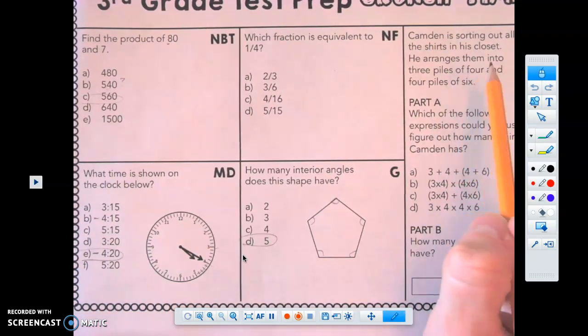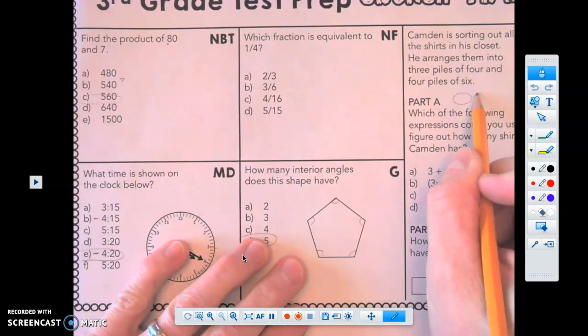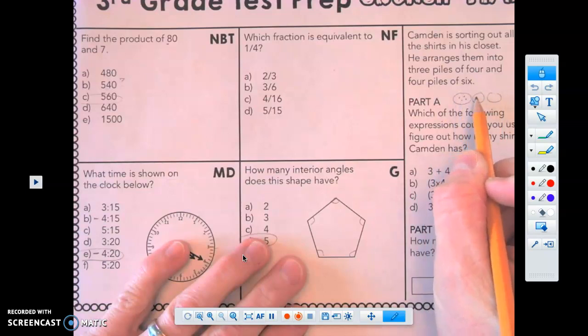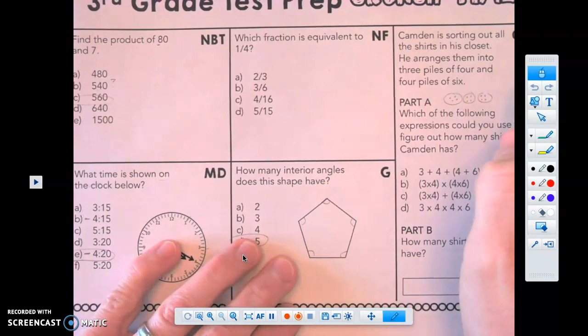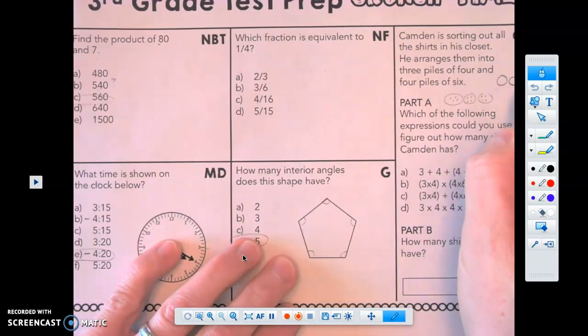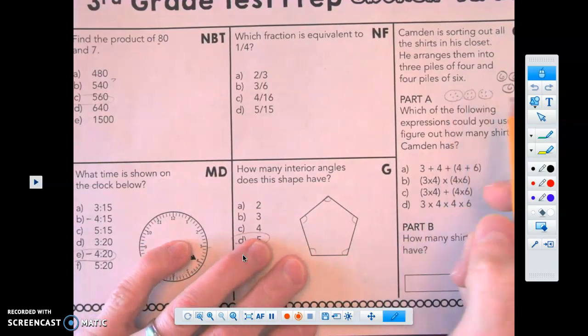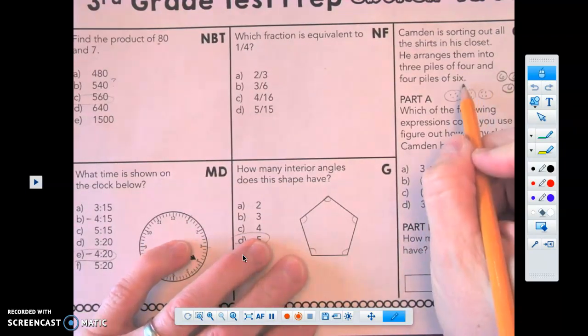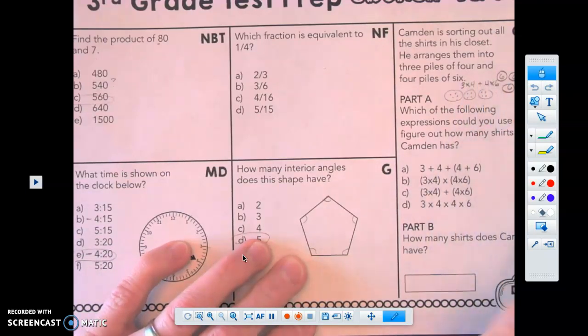Camden is sorting out all of the shirts in his closet. He arranges them into 3 piles of 4. So 3 piles with 4 in each pile. And 4 piles of 6. All right, so if I was going to write that up, I would say 3 piles of 4, so 3 times 4, and 4 times 6. Hey, look at that. 3 times 4 plus 4 times 6.